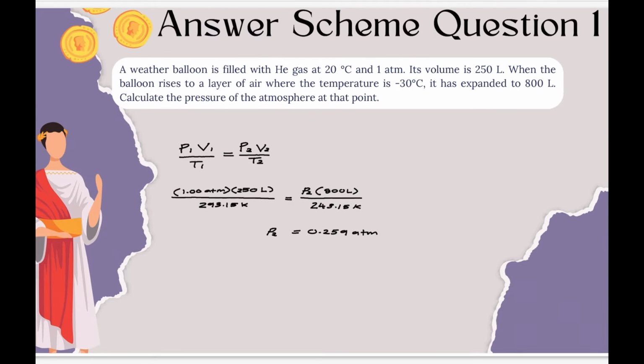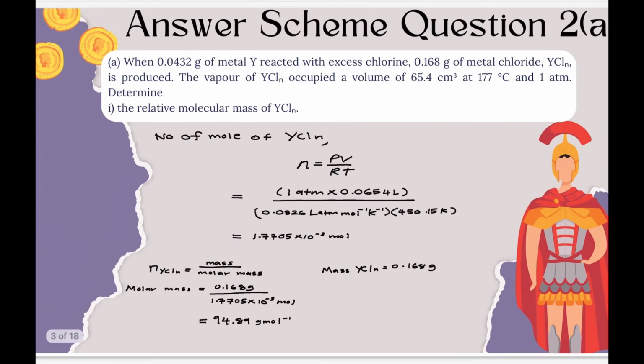So for question 1, a weather balloon is filled with helium. They give the temperature, the pressure of 1 atm, and the volume. Then when the condition changes, the temperature changes, it expands, the volume changes, and they ask you to calculate the pressure. That means you have to use the combined gas law: P1 V1 over T1 equals P2 V2 over T2, and make sure that your temperature is in Kelvin to get the final answer.